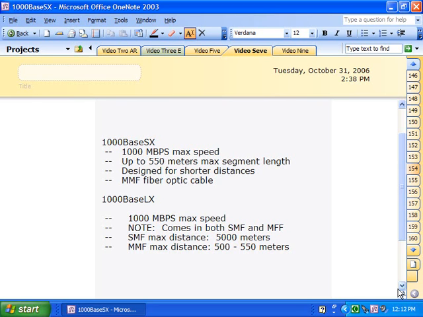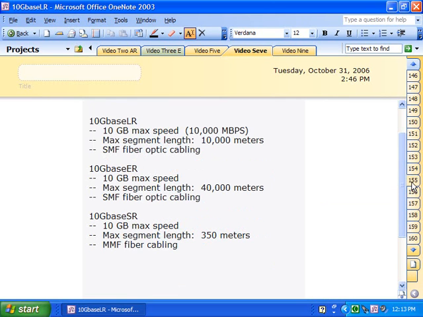1000 base LX, again 1000 meg maximum speed, it's a gig Ethernet speed. Comes in both SMF and MMF, and the SMF maximum distance is 5,000 meters, where the MMF is only 550 meters, and again, that's one of those where documentation disagrees here and there, whether it's 500 meters or 550 meters, but anything in that range would be the limitation for a segment length for 1000 base LX running MMF. Just a few more, we're almost there.